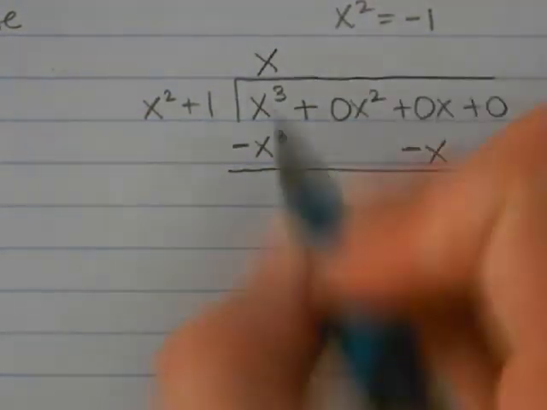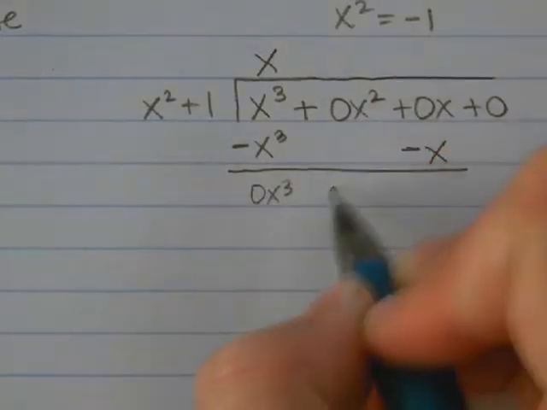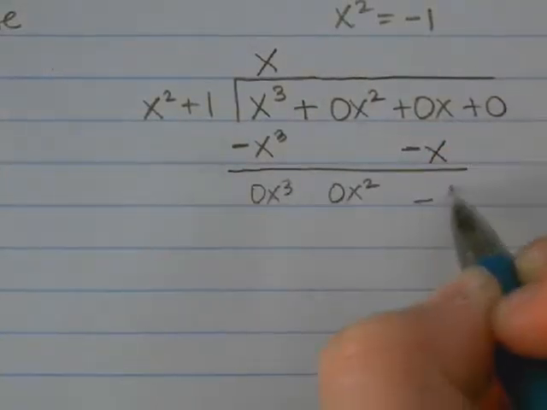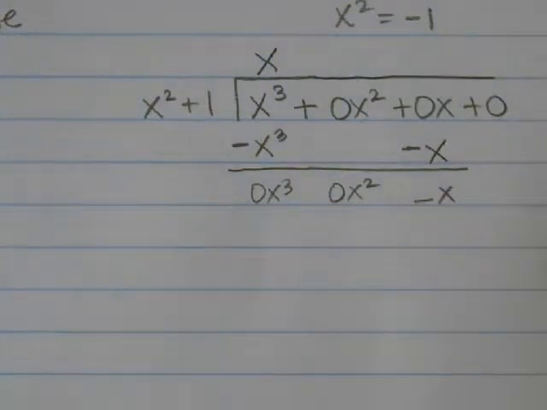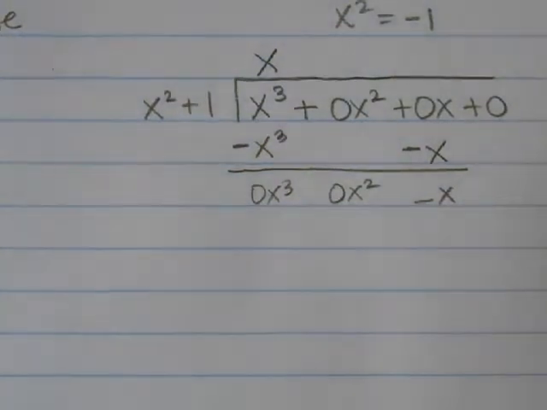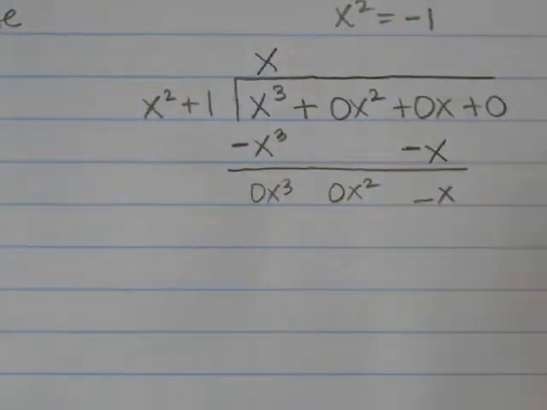So we're left with 0x to the third, 0x squared, and negative x. When you write a slant asymptote, you always have to get y equals mx plus b, because a slant asymptote is still a straight line, it's just a slanted straight line. So y equals mx plus b is how we write those.